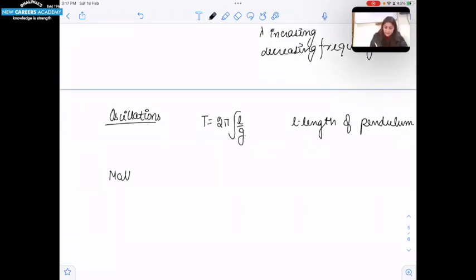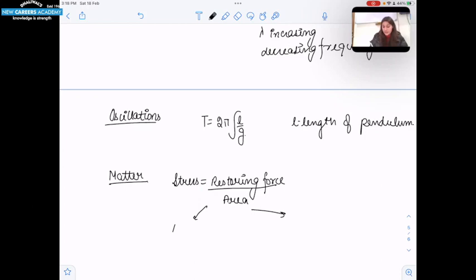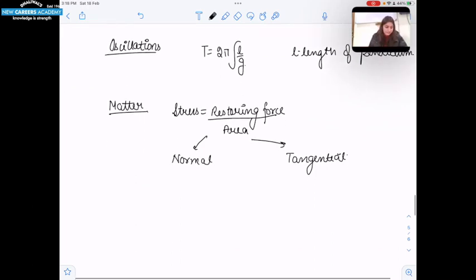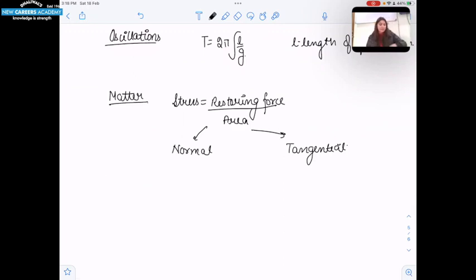Now, next formulas are from the matter chapter. The first formula is of stress. Stress is restoring force by area. Only two types of stress are important: normal and tangential. When the force is normal, we call it normal stress. Tangential is when force is applied in a tangential direction. Normal acts normal to the surface.